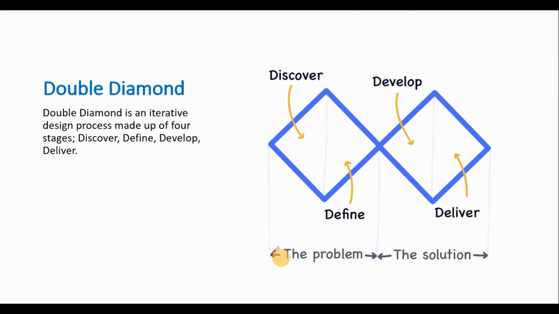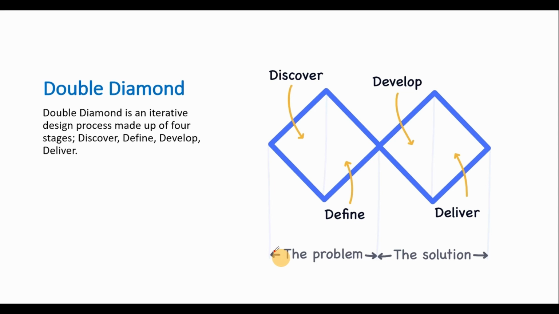The next topic is the double diamond. The double diamond is an iterative design process made up of four stages: discover, define, develop, and deliver. You need to go from the problem to the solution. We need to discover what the problem is, define the problem, develop a solution for it, then deliver it to the users. Basically, it is about understanding the problem as well as possible.